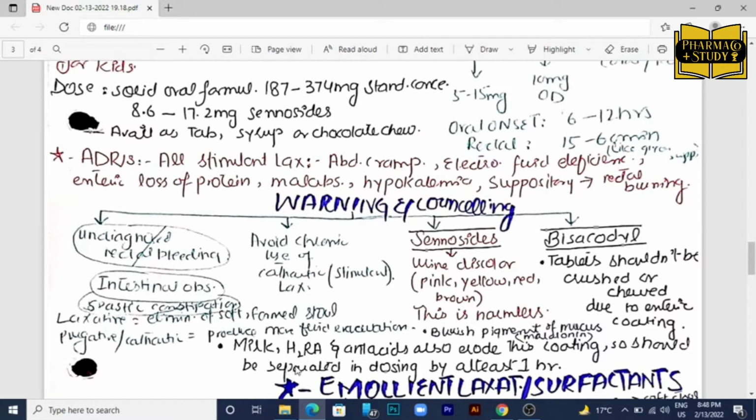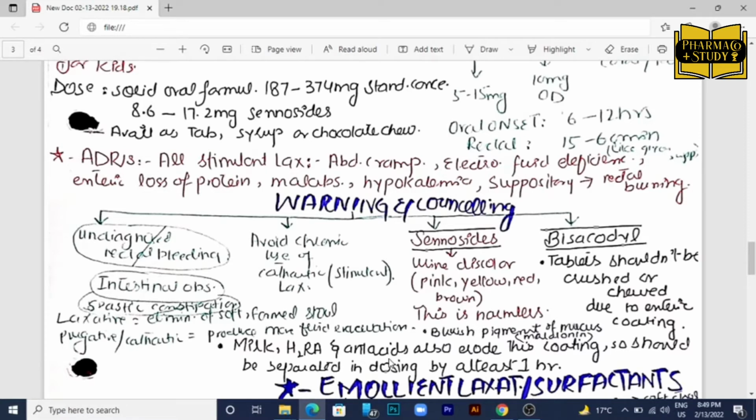Secondly, milk, H2 receptor antagonists, or antacids erode this coating. These enteric coatings are designed to rupture or erode in the alkaline environment of the intestines, not in the acidic environment of the stomach. However, if you have taken bisacodyl with milk, or you are giving the patient an antacid or an H2 receptor antagonist, this will cause a change in the pH of the stomach, which will result in an alkaline pH.